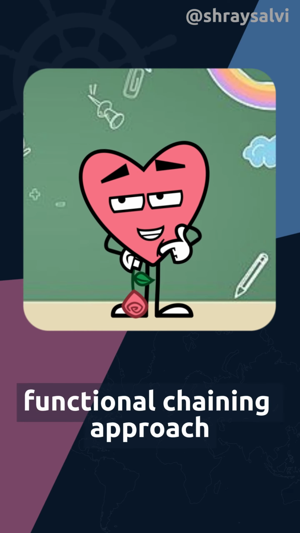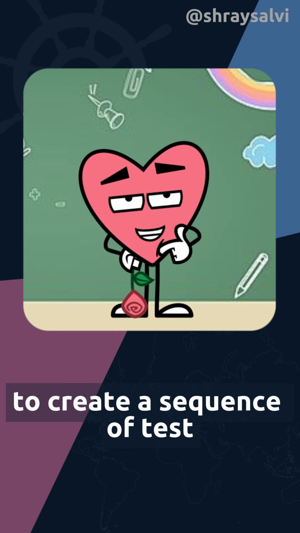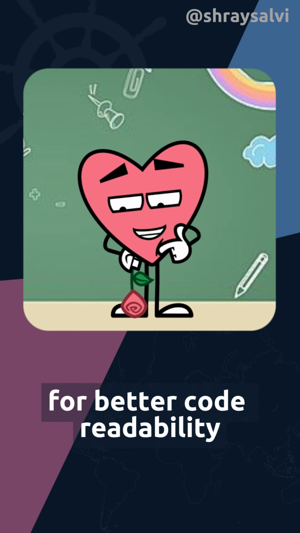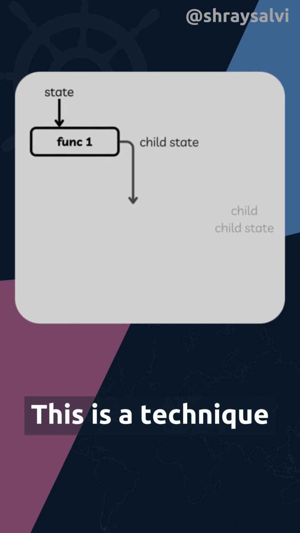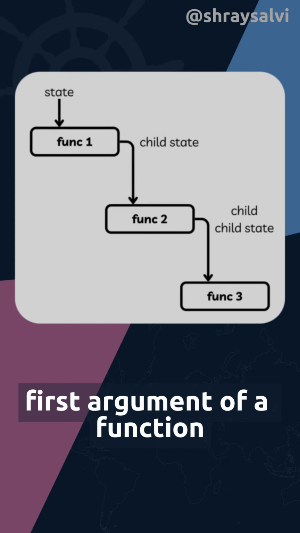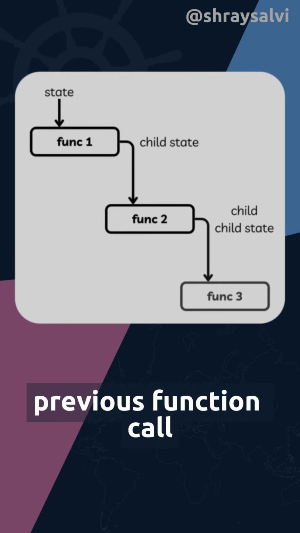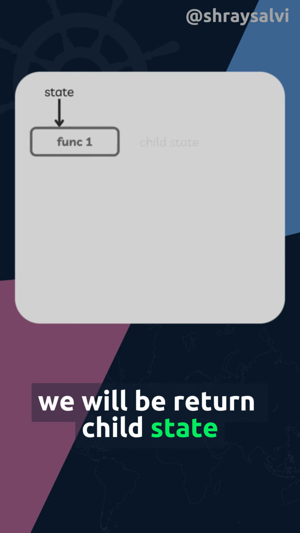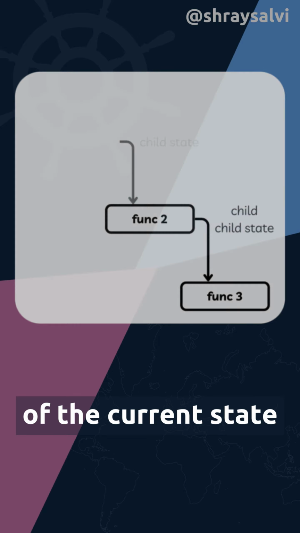Also, they use a functional chaining approach to create a sequence of tests for better code readability and easy execution. This is a technique where you chain function calls by passing the first argument of a function as the returned value of the previous function call. In our case, we will return the child state of the current state.